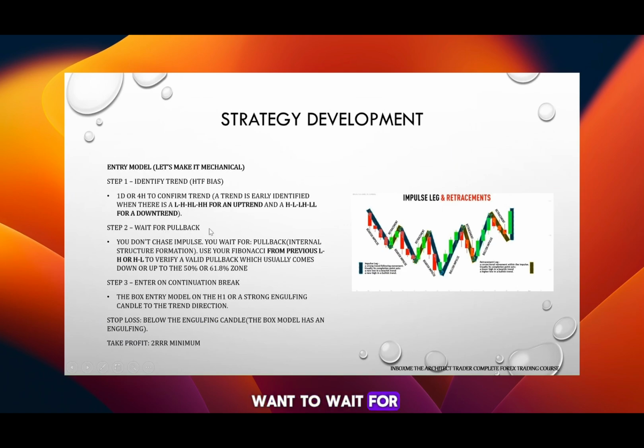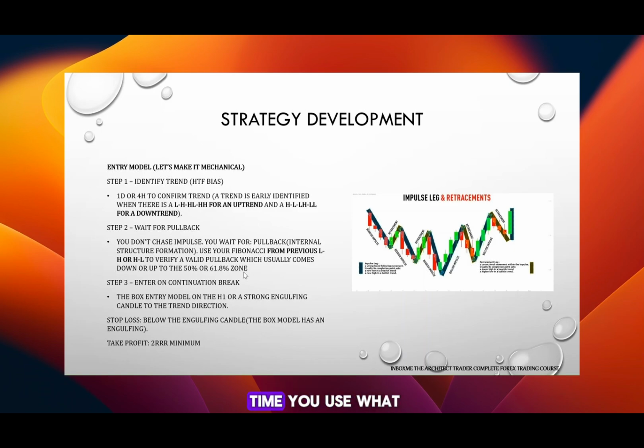Then step 2 is that you want to wait for a pullback. You cannot chase impulse. Impulse is the actual move of the trend, so you cannot chase impulse. You wait for a pullback. The pullback is the internal structure formation. So you use your Fibonacci from previous low to previous high to verify a valid pullback, which usually comes down to the 50% zone or 61.8% zone.